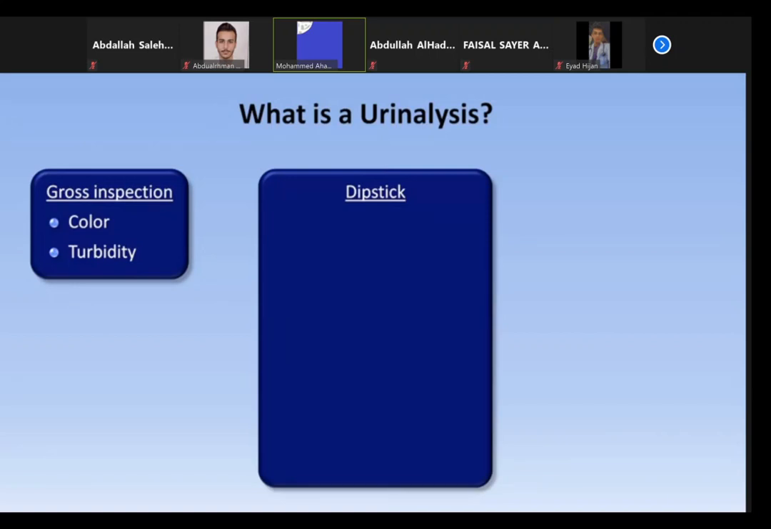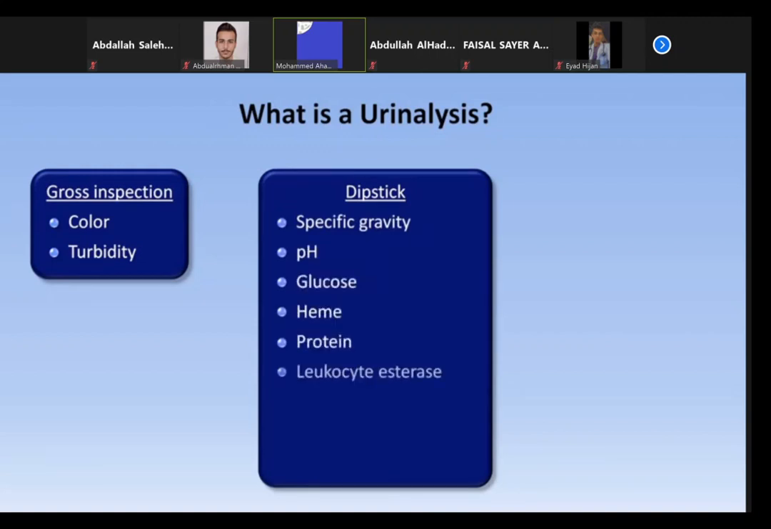The specific properties and constituents tested via dipstick include specific gravity, pH, glucose, heme, protein, leukocyte esterase, sometimes just called leukocytes, and nitrites. Depending upon the lab and specific reagent strip, you may also see ketones, bilirubin, and urobilinogen. The dipstick will be the focus of the second video in this series.